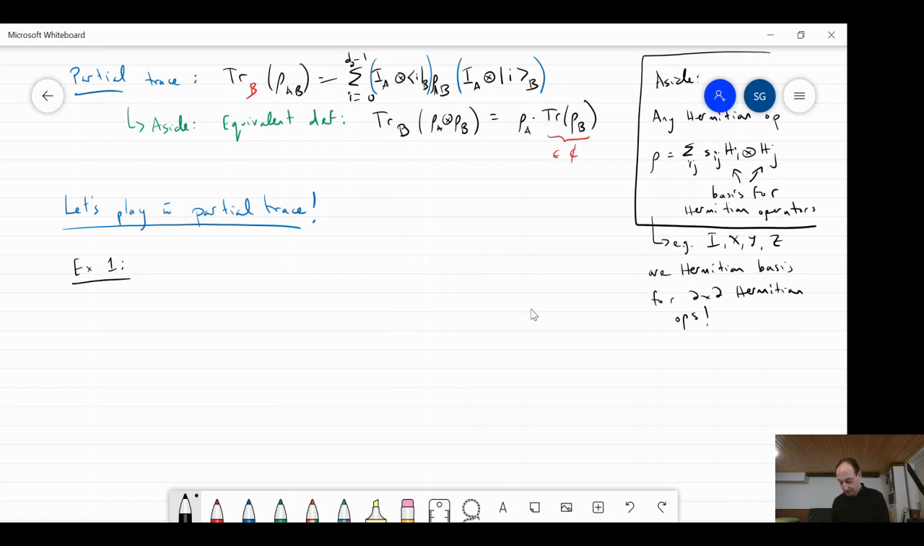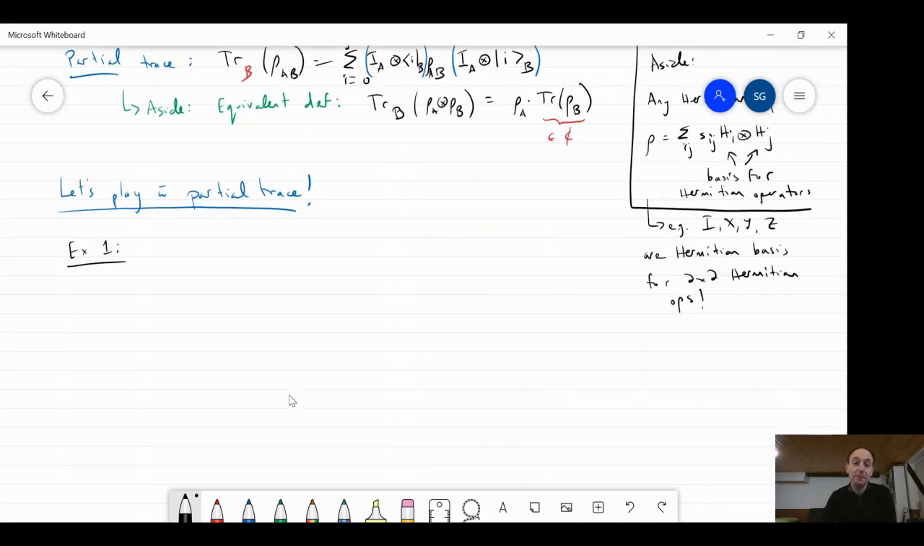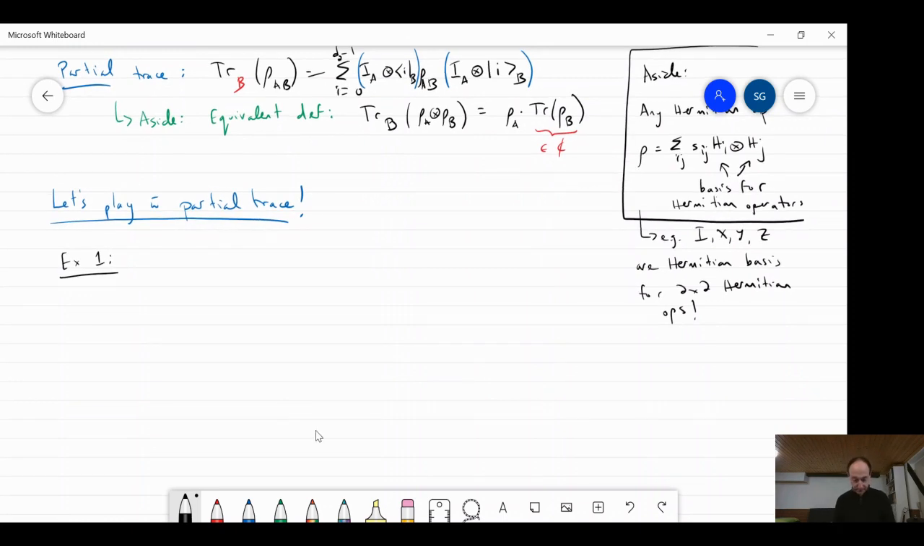Okay, well, I guess example 1 is literally the equivalence between these two, or at least shows how this first definition gives you the second one. So let's go through that now, okay? Let's see why this is true. So example 1 is on product states.